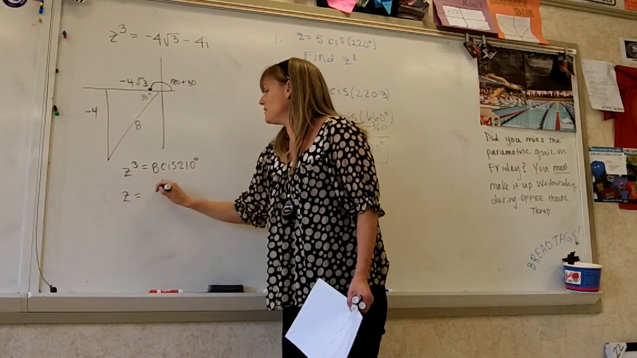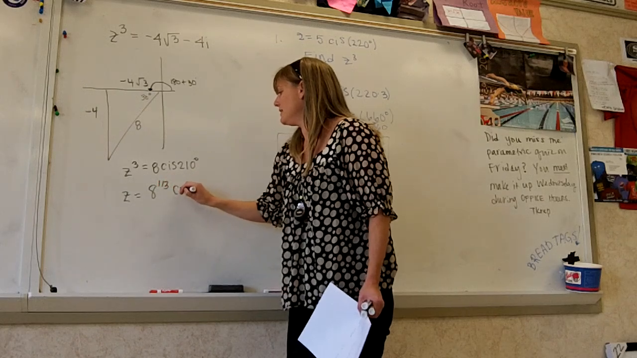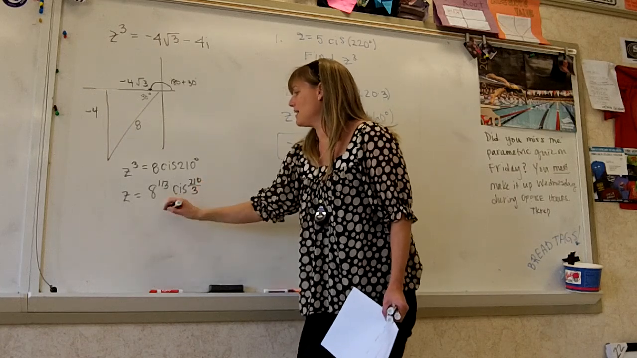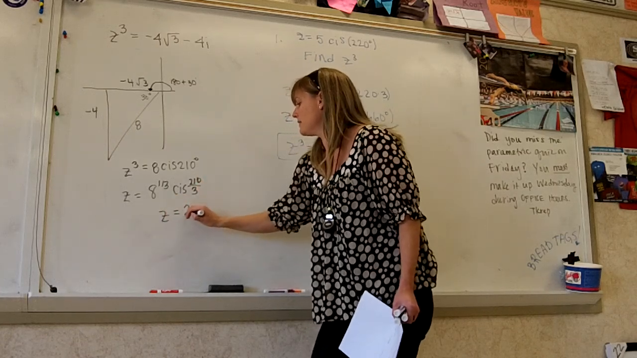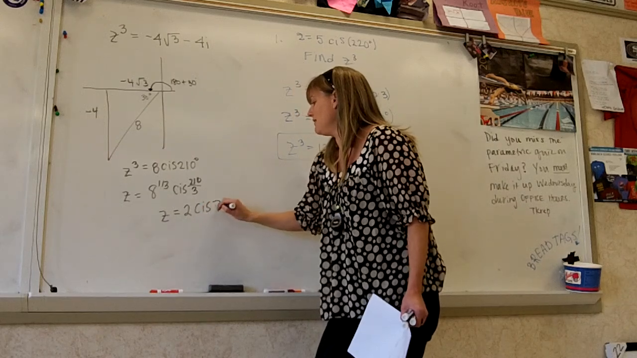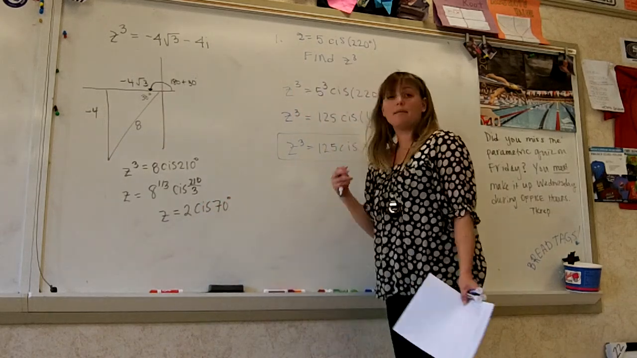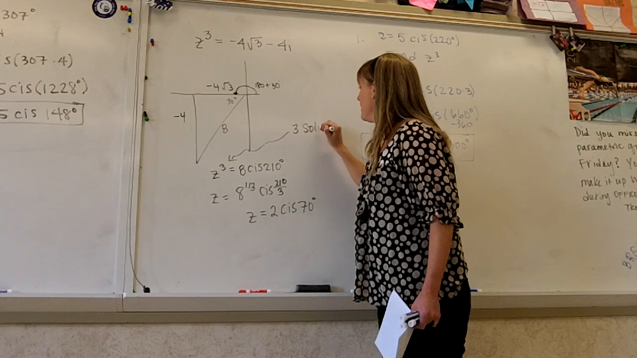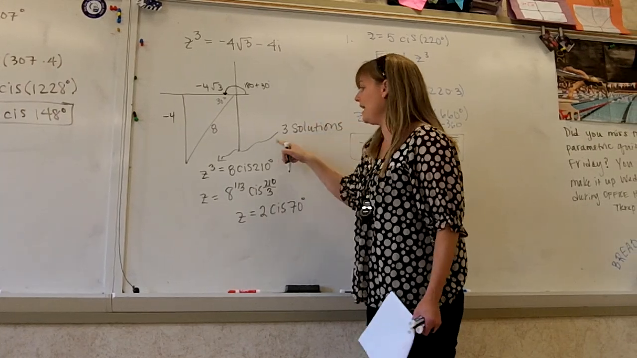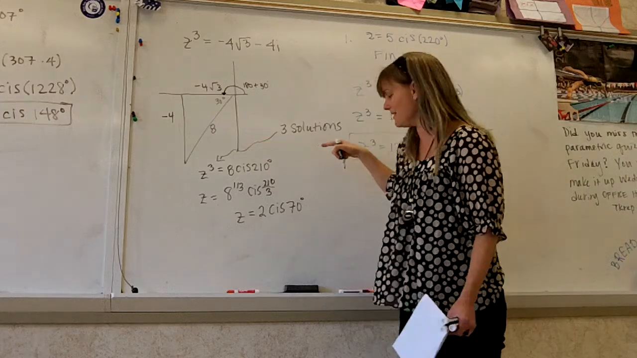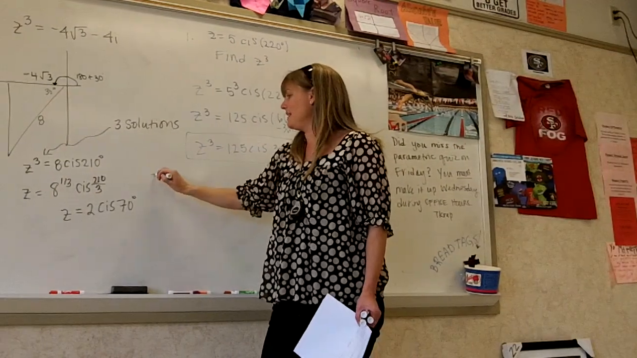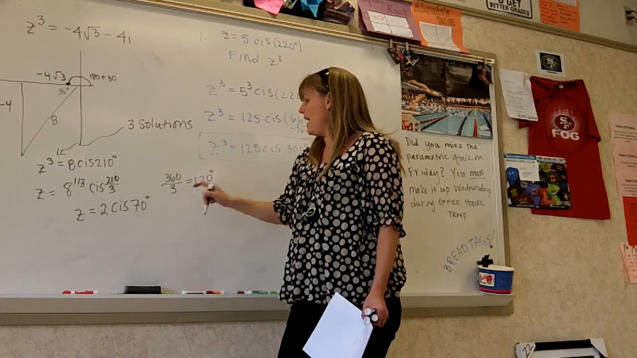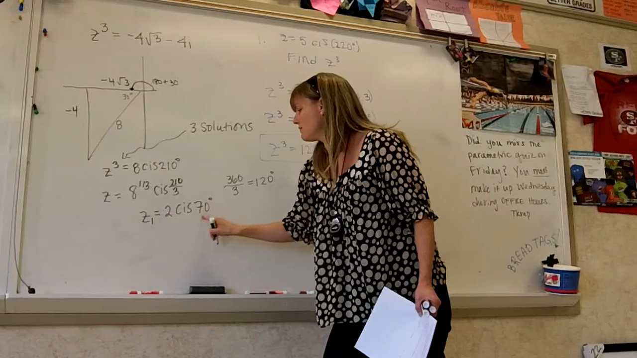So z is equal to 8 to the 1/3 cis 210 over 3. So the cubed root of 8 is 2, for those of you that don't remember, cis of 70 degrees. Now, because I'm finding a cubed root, that means I'm going to have 3 solutions. Do you guys see where the 3 came from? I'm going to test you in a little bit. So to find the rest of them, I take 360, I divide it by 3, that's equal to 120, and I just add 120. So one solution would be this.